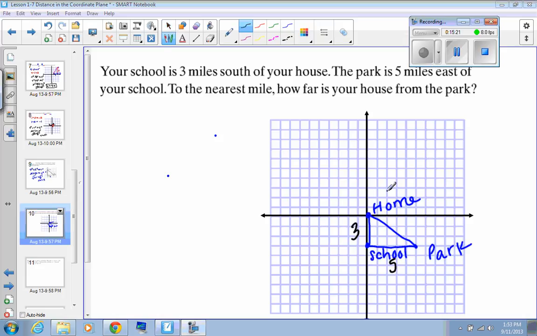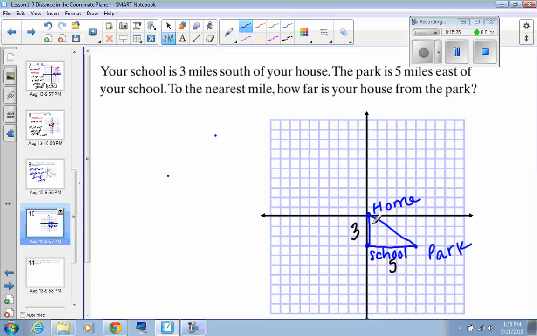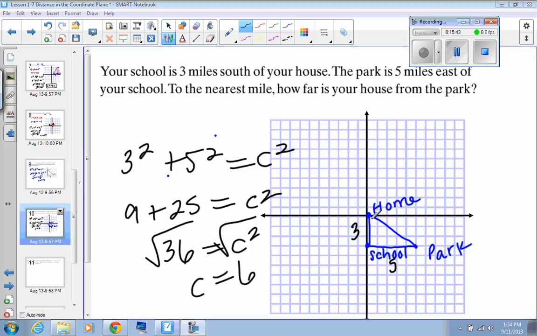So if you do this picture, you notice here that the home was at the origin, so that's where I started. So it's 3 miles south, and then from here the park is 5 miles east. So go ahead and use the Pythagorean theorem to answer this question. So you should have gotten that from your house to the park, it's 6 units.